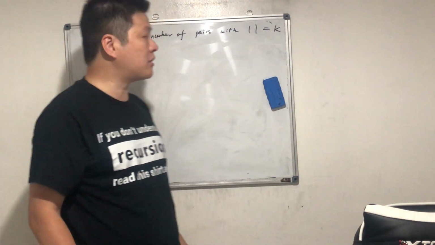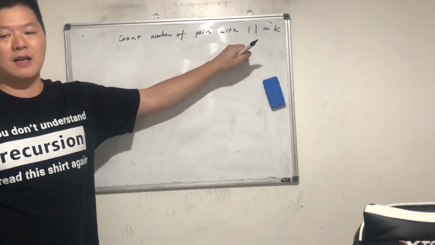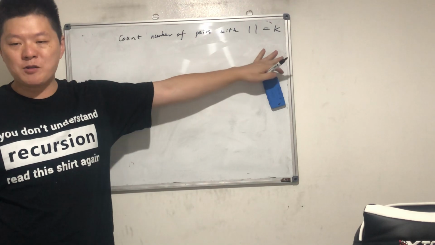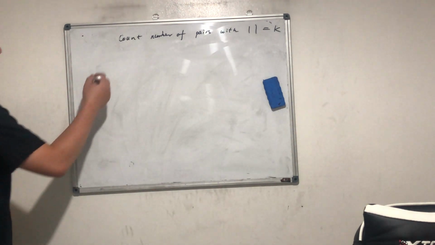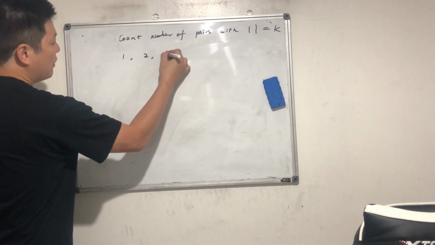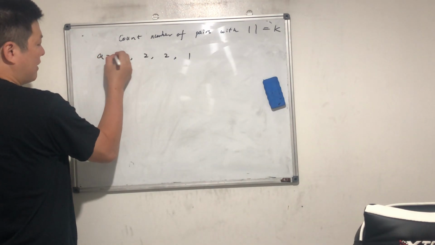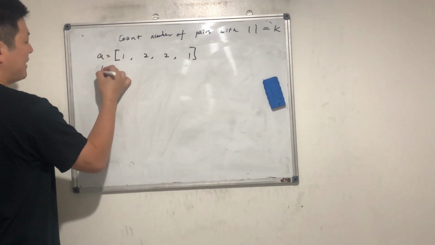Okay, so today we are going to count the number of pairs with the absolute difference equal to k. You're given a list of numbers, let's say 1, 2, 2, 1, and a k, let's say, equal to 1.